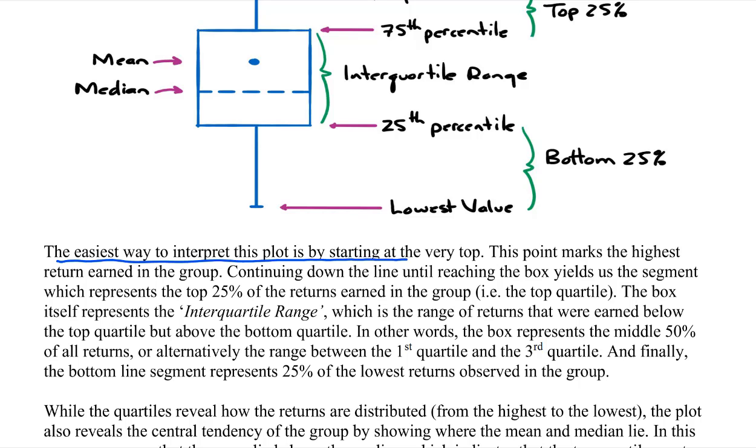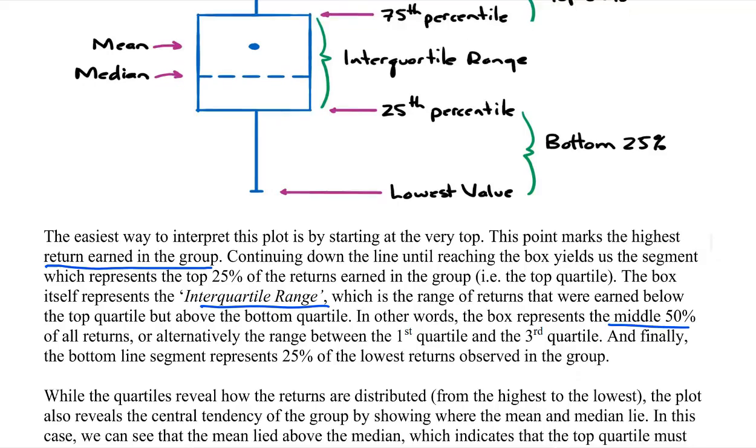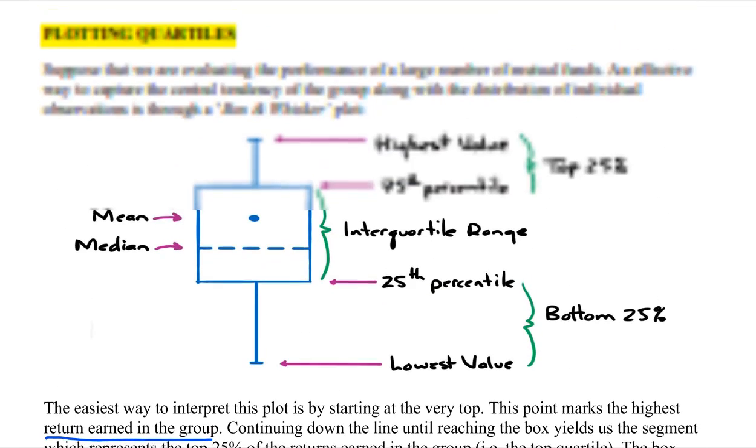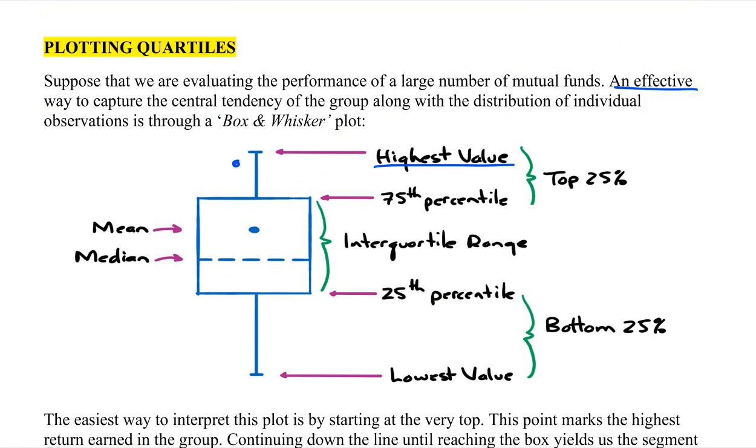So the easiest way to interpret the plot is by starting at the top. That top is the highest return in the group, continuing down the line until reaching the box yields us the segment representing the top 25% of the performers. That would be the top quartile, and then the box itself is the interquartile range, and as we said, that just represents the middle 50% of all returns. And finally, the bottom segment is 25% of the worst performers in the group, or the lowest performers in the group. And actually, what we want to do is, we want to hire managers, or we like to be managers that are ranked in the top quartile, naturally.